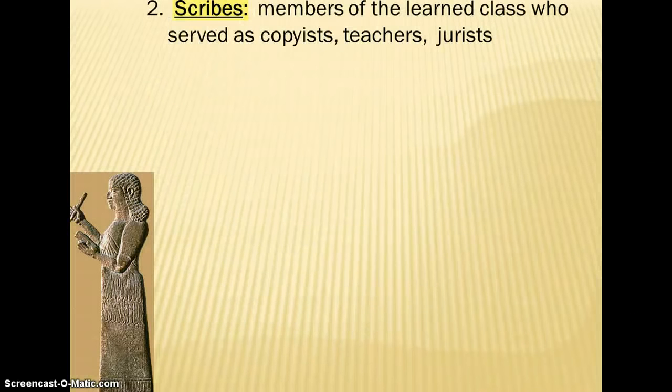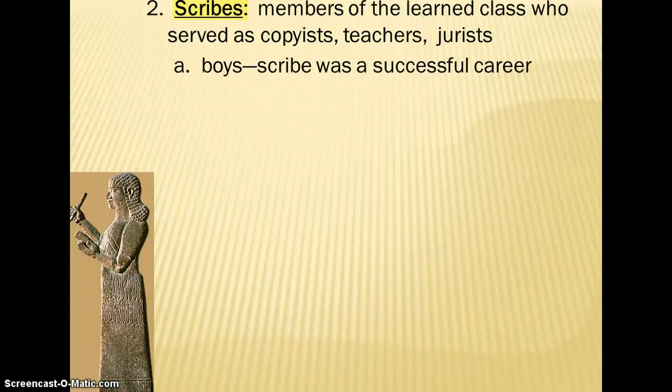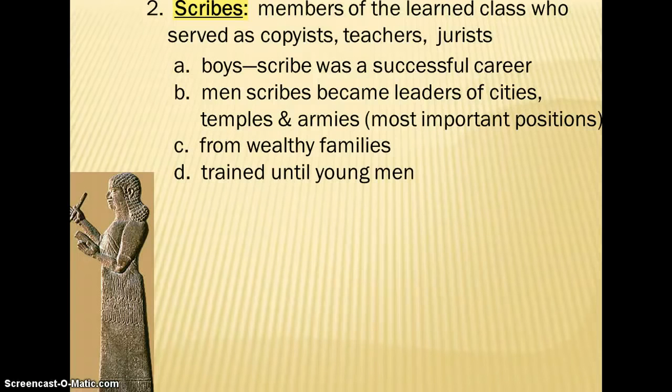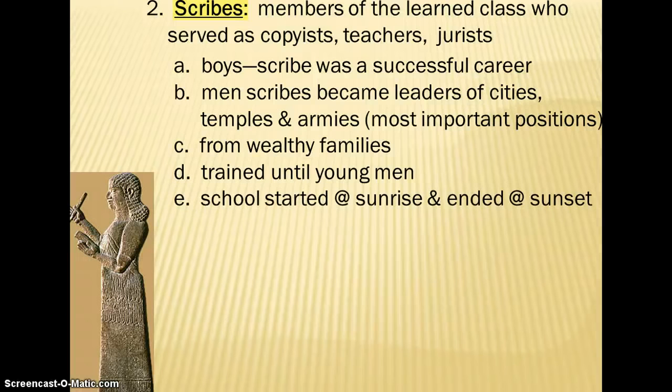The people that learned to write were called scribes, and they could serve as copyists, teachers, or jurists. They were usually boys, and that was considered to be a successful career. If you were a scribe, you could later on become very important in the city-states. These were, of course, only wealthy young boys, and they trained from boyhood until they were young men.